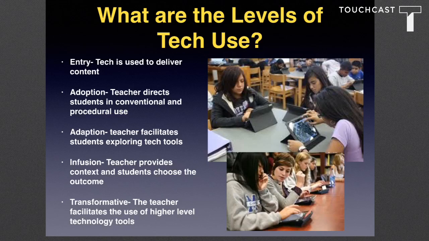Third is adaption, and adaption is where students start exploring the tech tools, so they start using a lot of different things. The fourth level is infusion, and it's where the teacher provides context and students get to choose the outcome. So not only are you exploring and creating, you're also getting choice. And the last one is transformative, where it provides the higher use of tech tools and higher order thinking skills.